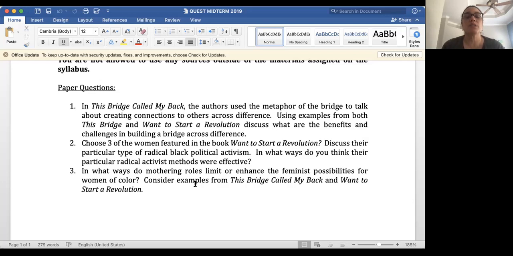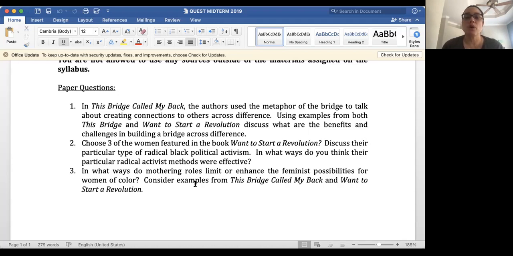There are lots of examples in This Bridge Called My Back of women talking about the challenges and the benefits of being a bridge. And then we see some examples also in Want to Start a Revolution of some of the women who chose to serve in a way where they were creating bridges across differences, whether, you know, between the white feminist movement and the Black nationalist movement and so on. So your task, if you choose this question, is to select examples from both of the readings and use those examples to talk about the benefits and the challenges of being a bridge across difference.